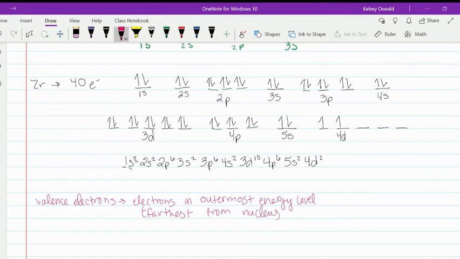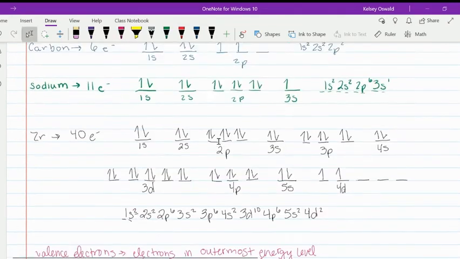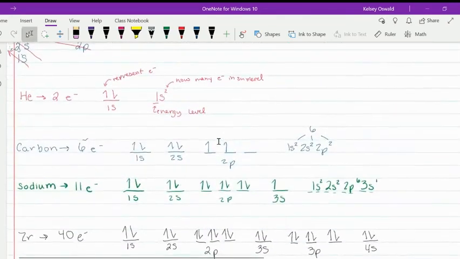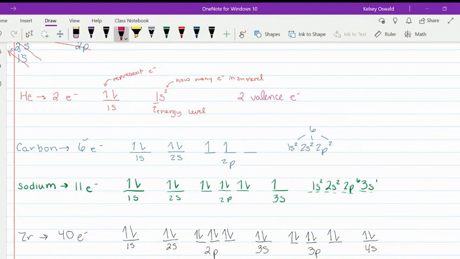So if we look at the previous example, if we look at helium, we only have one energy level. We just have our 1s. Since we only have one energy level, one sublevel, that means our valence electrons have to be located in that sublevel. So helium would have 2 valence electrons, because in the sublevel farthest from the nucleus, there's 2 electrons.